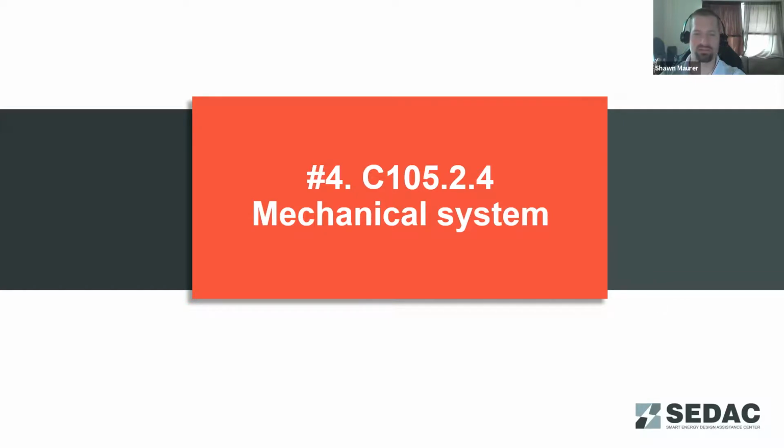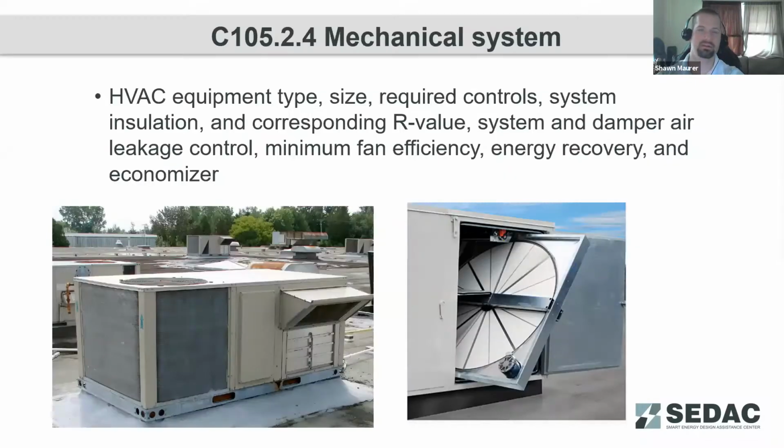Moving on to the mechanical system site inspections. There's a lot to check here, especially in commercial buildings, as we get into more and more complex controls to achieve higher and higher energy efficiency of our systems. We need to verify the HVAC equipment type matches the plan drawings, the size, capacity of those systems matches, the required controls are in place as far as economizers, temperature sensors, demand control ventilation, proper system insulation is in place on ductwork and mechanical piping. Corresponding R value of that insulation is correct.